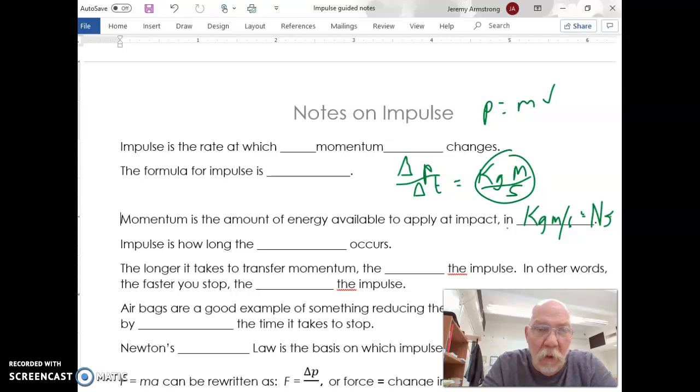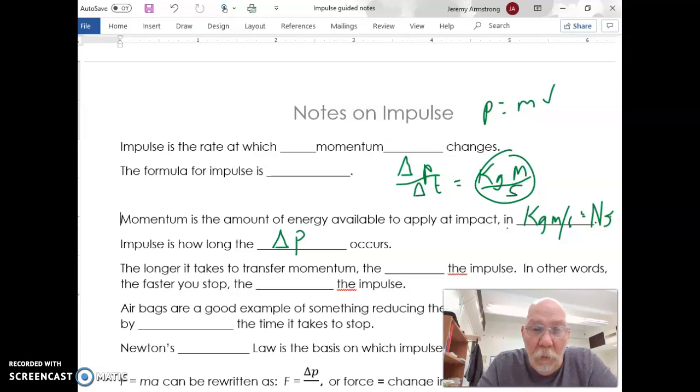So, we're talking about impulse. We're talking about impulse being the change in momentum over change in time. So, impulse is how long the what occurs. You could answer this in two ways. You could either say the collision, or you could say the change in momentum. So, I'm just going to write delta P. All right, change in momentum.